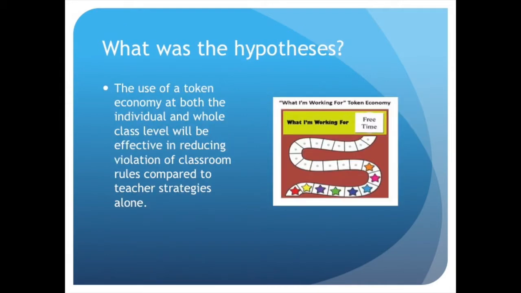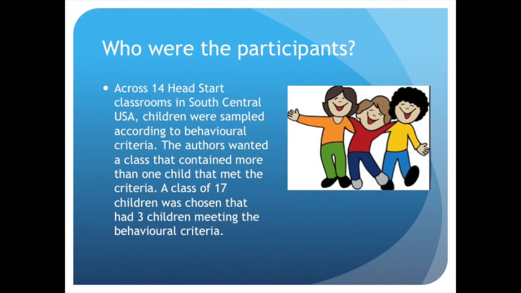What was the hypothesis? The hypothesis was that the use of a token economy at both the individual and whole class level will be effective in reducing violation of classroom rules compared to teacher strategies alone. Who were the participants? Across 14 Head Start classrooms in South Central USA, children were sampled according to behavioural criteria. The authors wanted a class that contained more than one child that met the criteria. A class of 17 children was chosen that had 3 children meeting the behavioural criteria.